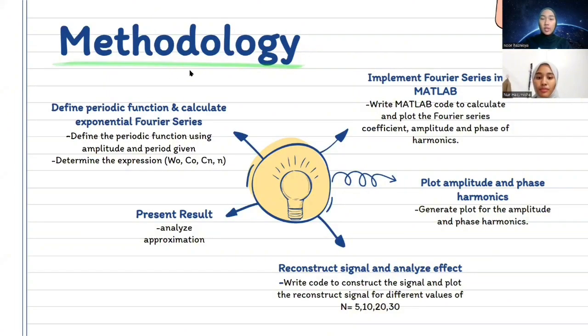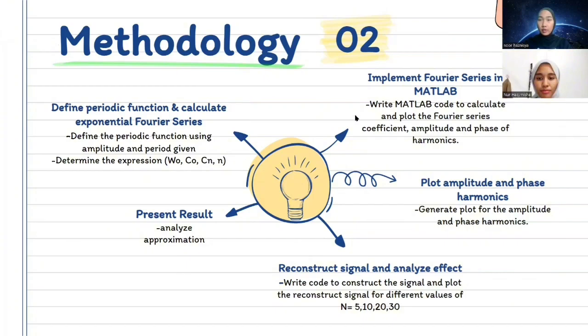For the methodology, first is define the predict function and calculate the exponential Fourier series. Basically, this is the focus for question 1. We have to define the predict function using the amplitude and period given, and determine the expression for omega node, C node, Cn, and n. Next is implement the Fourier series in MATLAB. This is for starting this methodology.